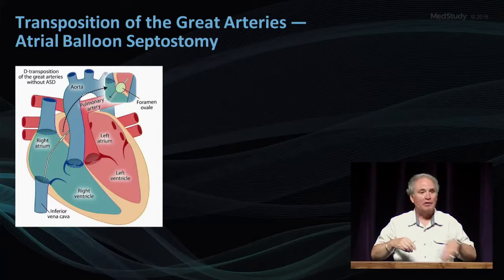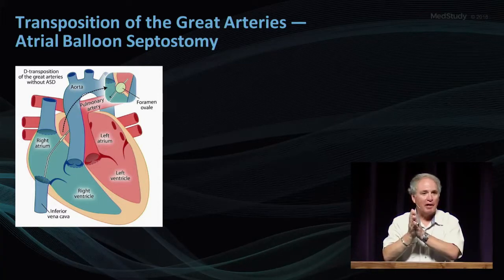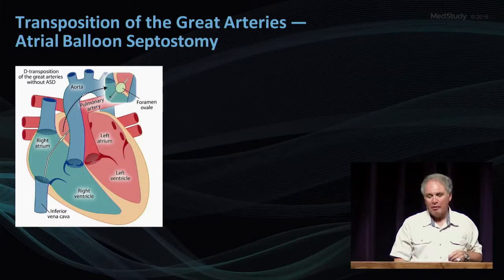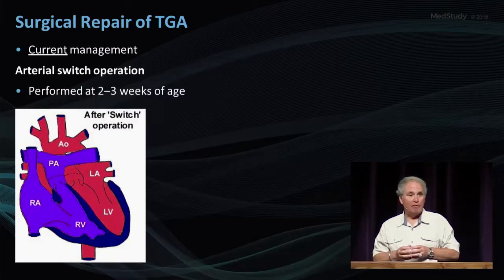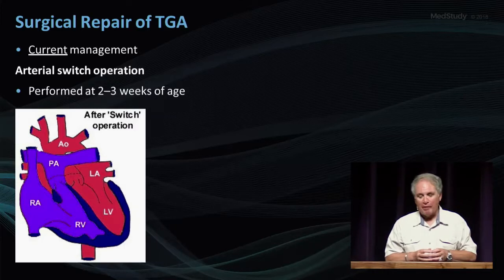Red blood can get out to the aorta. It's called mixing, okay? And it's a life-saving procedure. Okay, current management of the newborn with transposition of the great arteries.